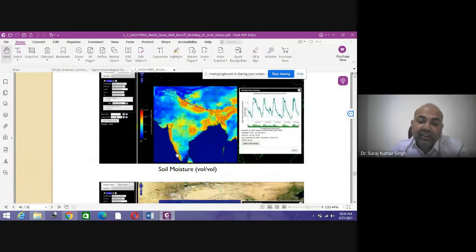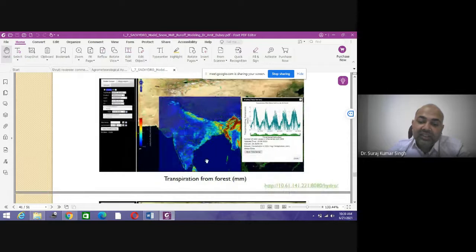Thereafter, all this soil moisture estimation can be done using this SAC hydro model. Then the capacity for transpiration from the forest can be calculated easily, and that can indicate the status of the various regions, which are the regions having high and which are the areas having low, with the hydrographs, with the area statistics, with the calculation, with the trend analysis.